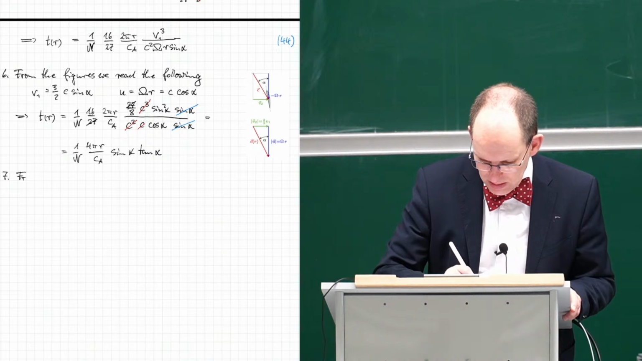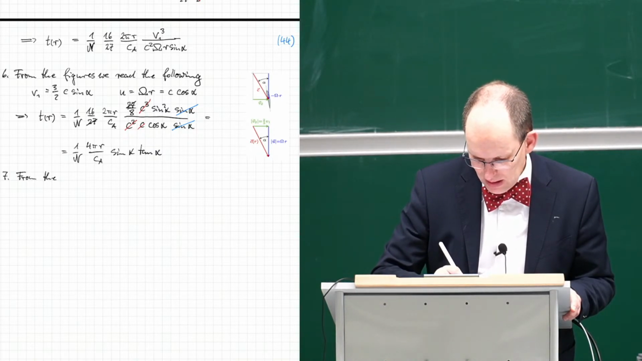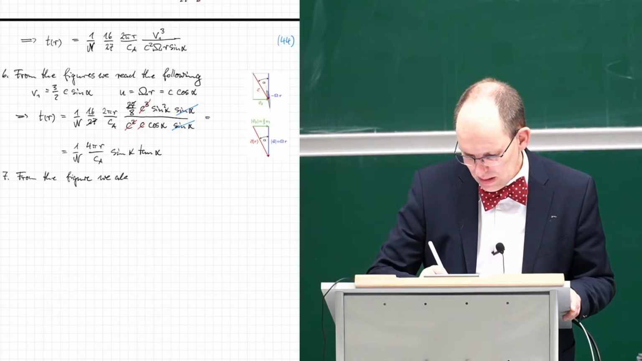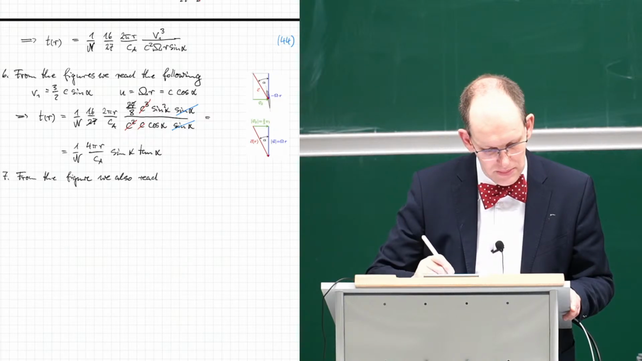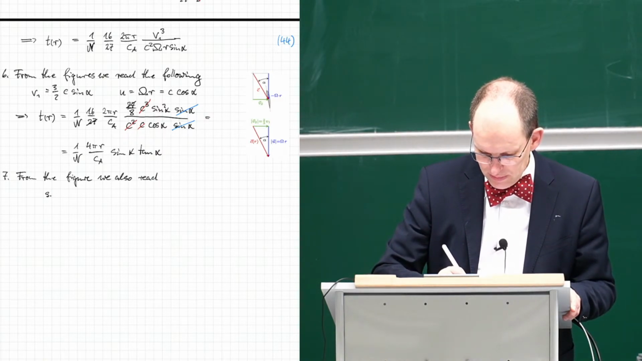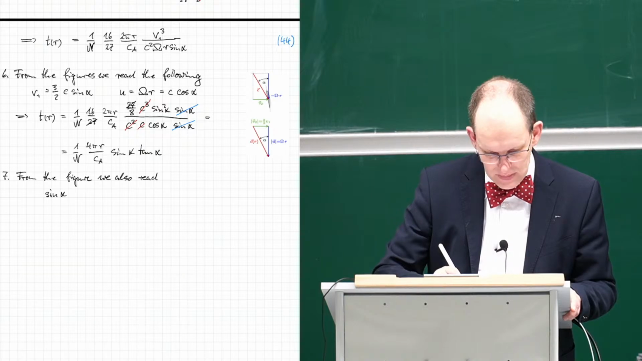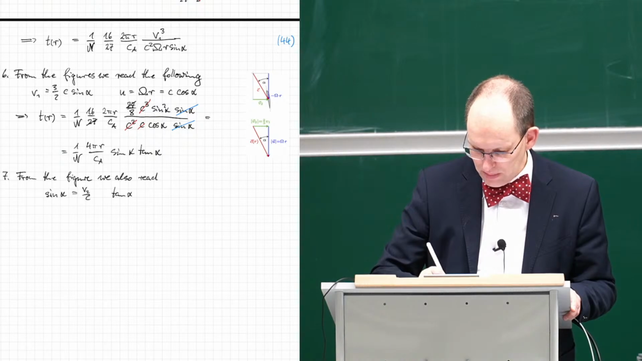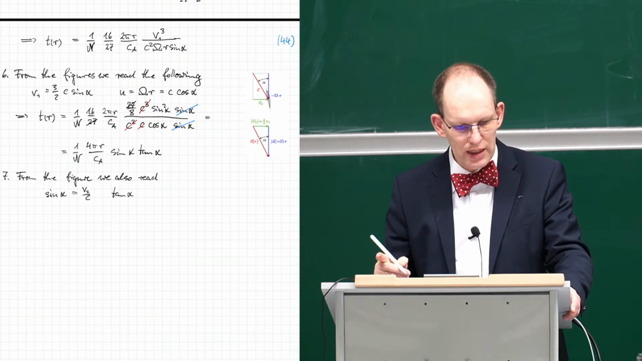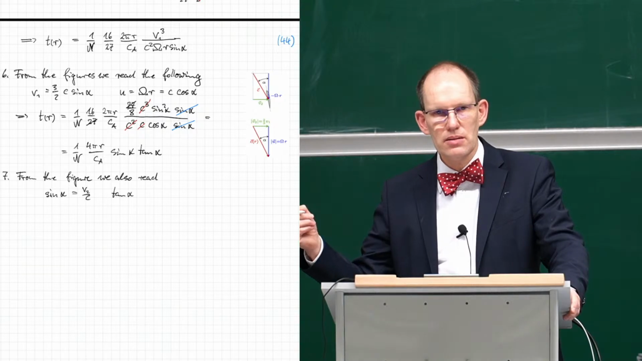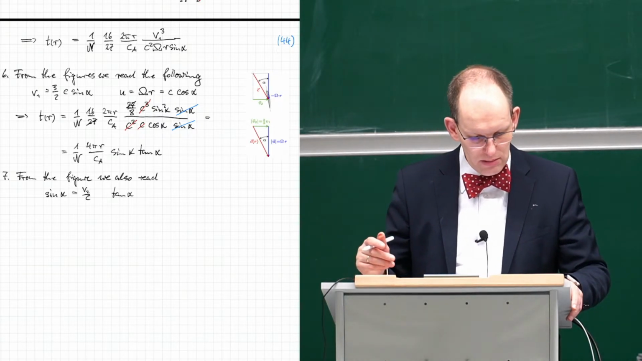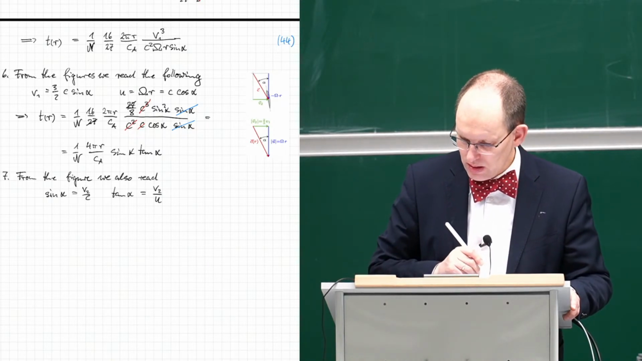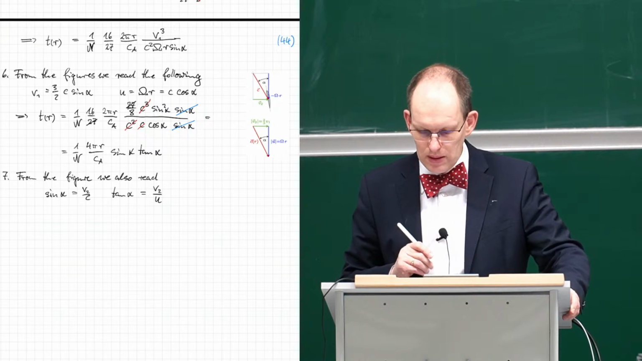So from the figure we also read that the sine of alpha is equal to V2 divided by C, and the tangent of alpha, you remember that we already found an expression for that, in relation to the tip speed ratio. But here we write V2 divided by U, right? And U is equal to omega times R.